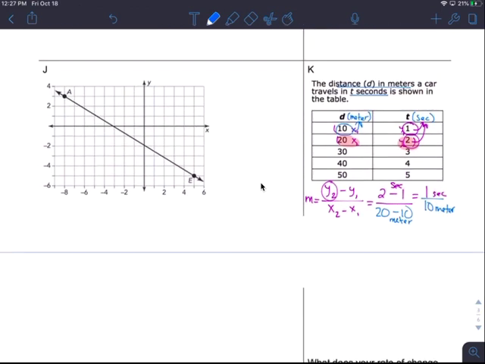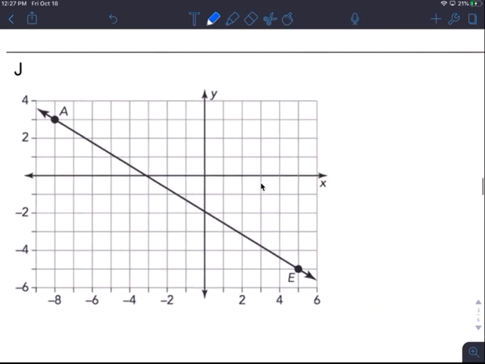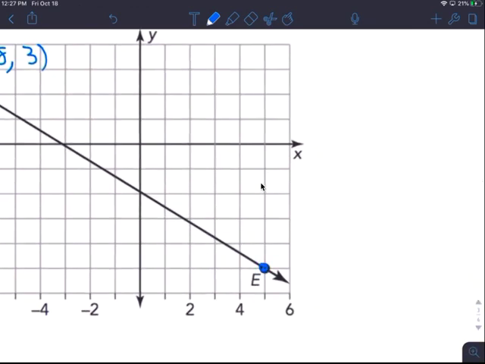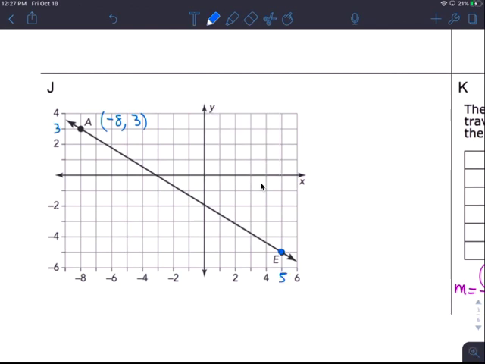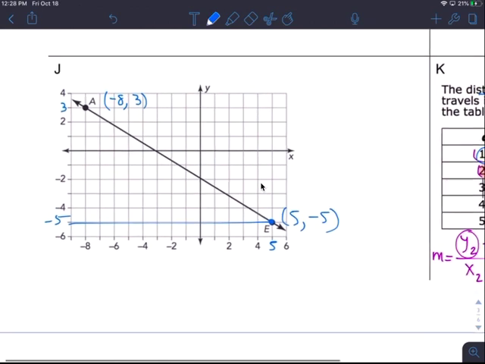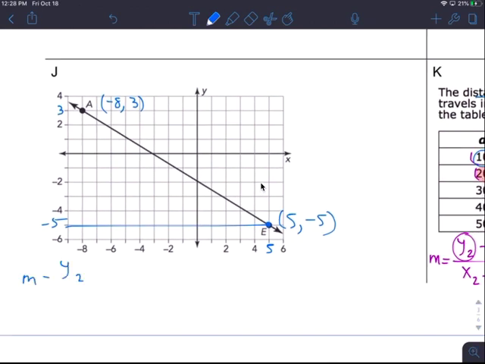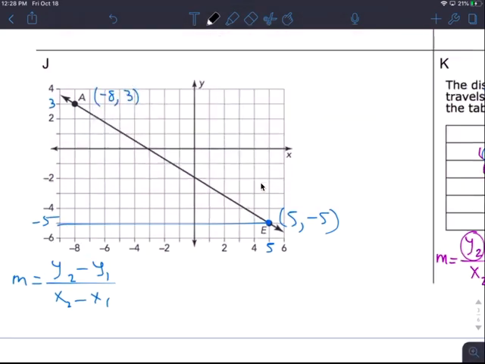This has no meaning, so notice it didn't ask you for what it means. All you need to do is, this is 2, this is 3. The numbers are right here, so this is negative 8 and 3, and this is 5 and negative 5. So you do m equals y sub 2 minus y sub 1 over x sub 2 minus x sub 1. You'll be seeing this formula all year long. It's an important one.